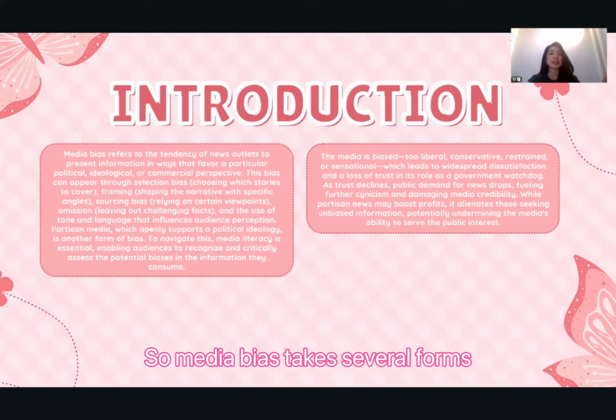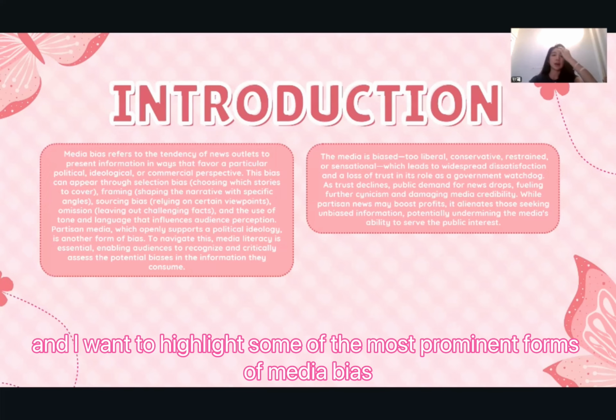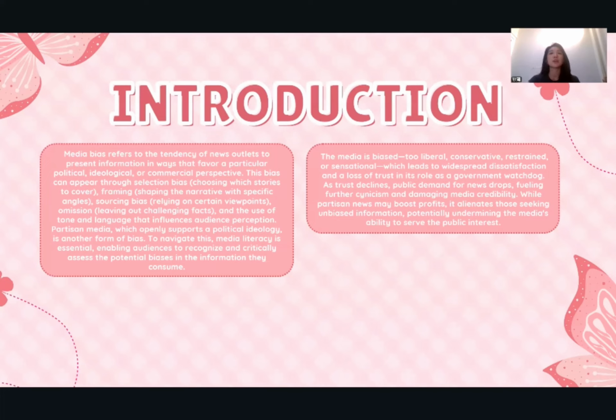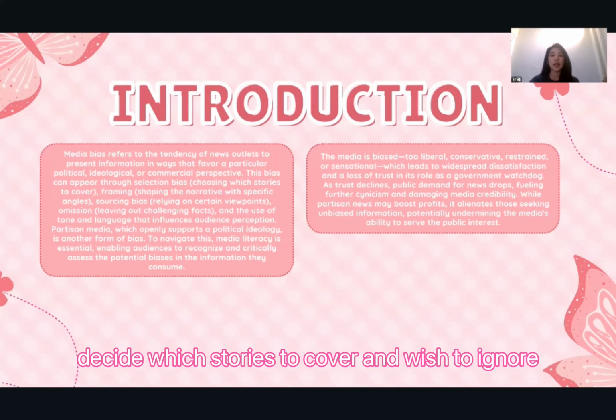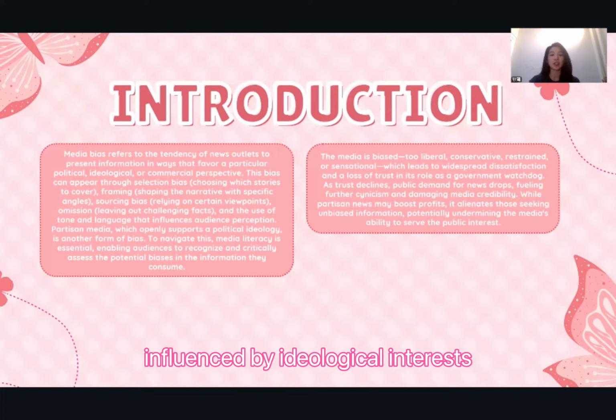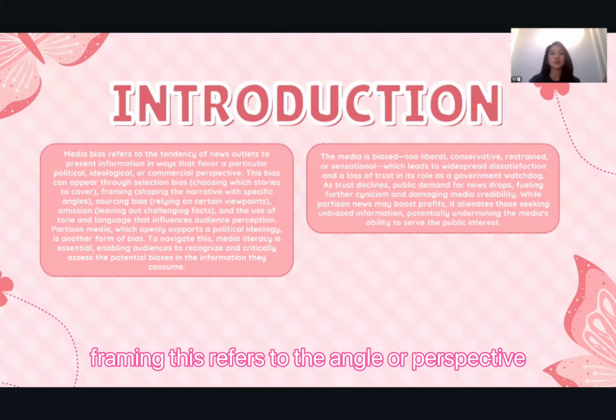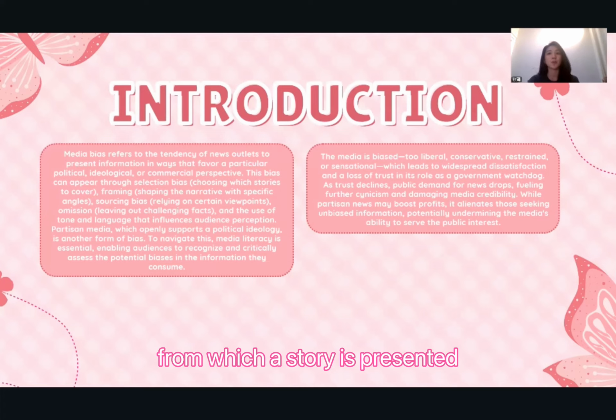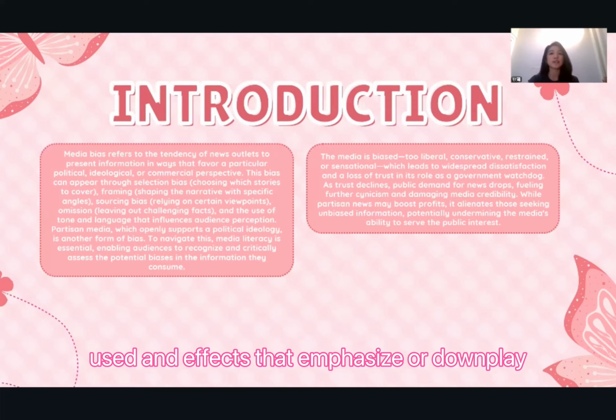So, media bias takes several forms, and I want to highlight some of the most prominent ones. First is selection bias. This happens when news outlets decide which stories to cover and which to ignore. Often, this decision is influenced by ideological interests. Second, framing. This refers to the angle or perspective from which a story is presented. It involves the language used and the facts that are emphasized or downplayed.